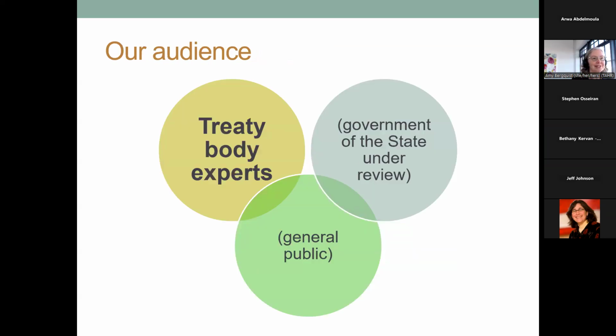Our audience, I've mentioned this already, our audience are the experts, the treaty body experts who have expertise in the particular treaty and what that treaty means.